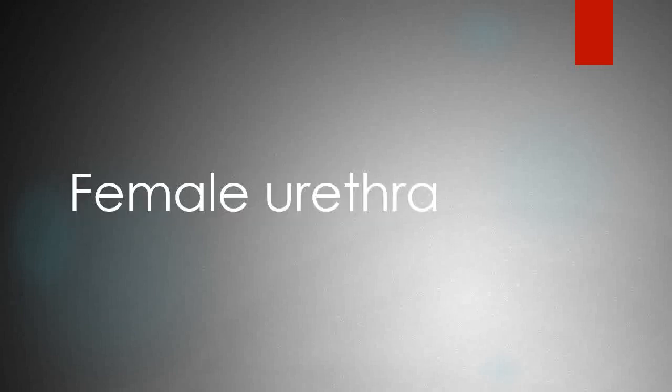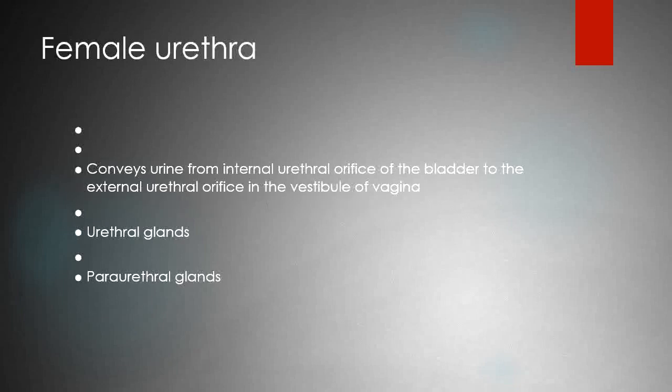Now I will explain the female urethra. Female urethra is approximately 4 cm long and 6 mm in diameter. It passes anteroinferiorly from the internal urethral orifice of the urinary bladder to the external urethral orifice, which is located in the vestibule of vagina. Here you have to remember one thing, that the musculature which surrounds the internal urethral orifice of the female bladder is not organized into an internal sphincter.